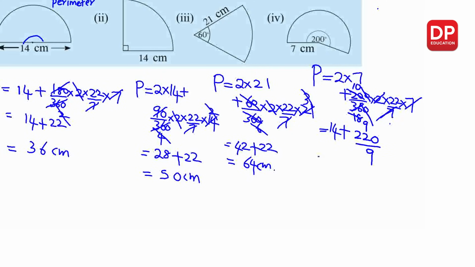So when you simplify, what do you get? 14. So when you write it as a mixed number, what do you get? 9 times 2 is 18. For 40, 9 times 4 is 36, and 4 remaining, 4 over 9. So when you add these two together, what happens? 4 and 4 is 8, so 38 and 4 over 9 centimeters.